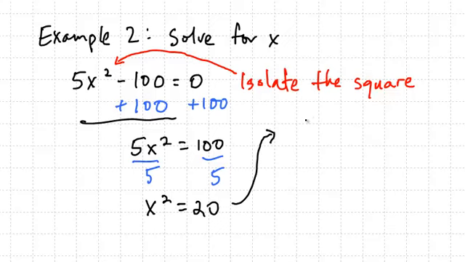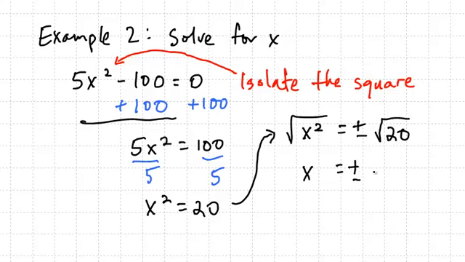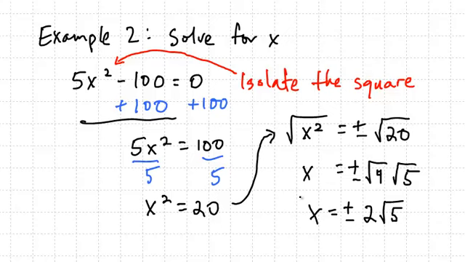Now I'll take the square root of both sides. So the square root of x squared equals positive or negative square root of 20. The square root of x squared is x. And now, remember my radicals, I know that the square root of 20 can actually be simplified. I'm going to rewrite the square root of 20 as the square root of 4 times the square root of 5. So x could be positive or negative 2 root 5. So the values that would make the original equation true are positive 2 root 5 and negative 2 root 5.